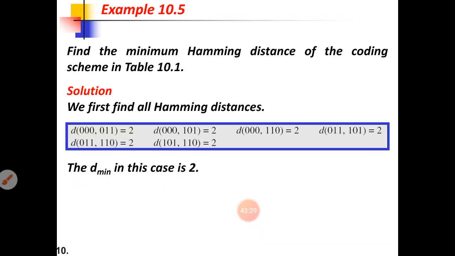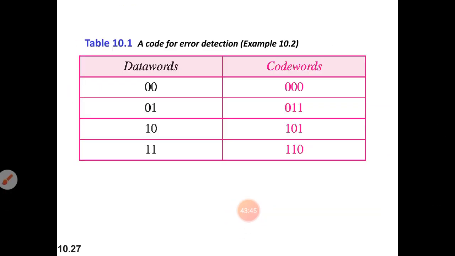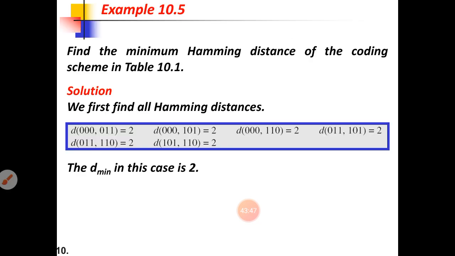Here they have given one example: the minimum Hamming distance of the coding scheme in the table. But we first find all the Hamming distances. They refer to table 10.1 here, and from that you need to find the minimum Hamming distance. Before calculating the minimum Hamming distance, you need to calculate the Hamming distance between all the possible pairs of code words. Here they have calculated it.